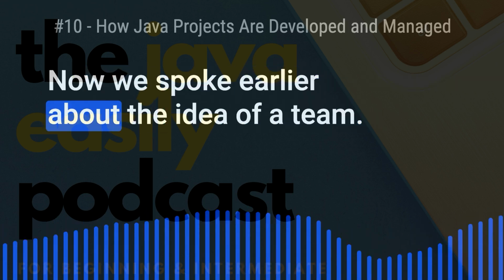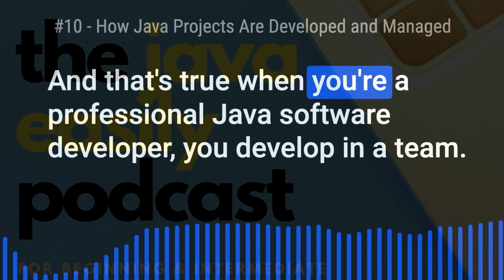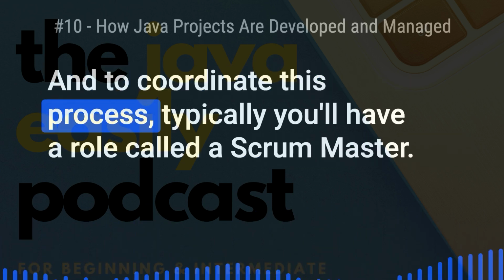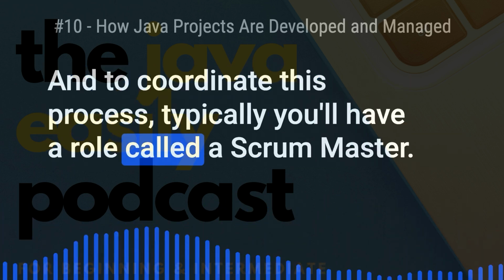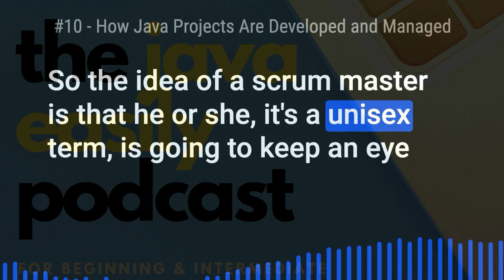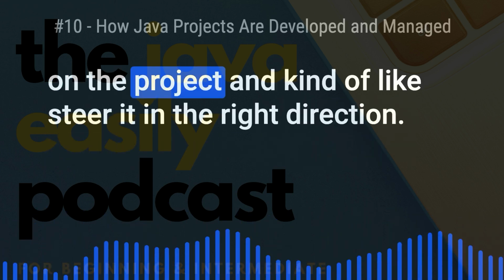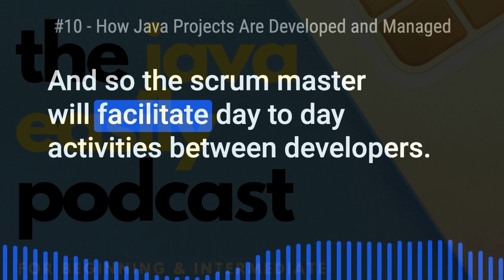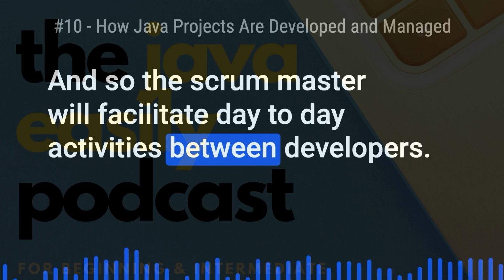Now, we spoke earlier about the idea of a team, and that's true when you're a professional Java software developer, you develop in a team. And to coordinate this process, typically you'll have a role called a Scrum Master. So the idea of a Scrum Master is that he or she, it's a unisex term, is going to keep an eye on the project and steer it in the right direction. And so the Scrum Master will facilitate day-to-day activities between developers.